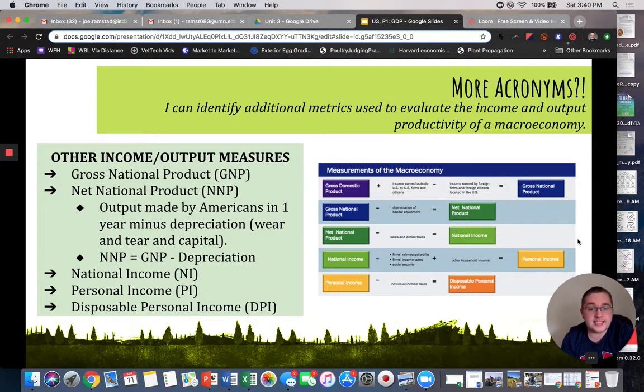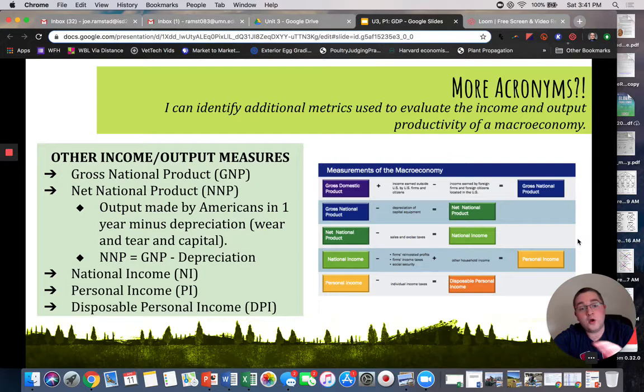Depreciation is wear and tear on important capital. So obviously, if I buy a truck in 2020 and I purchase it for, let's say, $25,000, and then 20 years later, it's probably not going to be in as pristine condition as it is the day I drive it away from the lot. Okay, so that's called wear and tear or depreciation. It's not worth as much as time goes on.